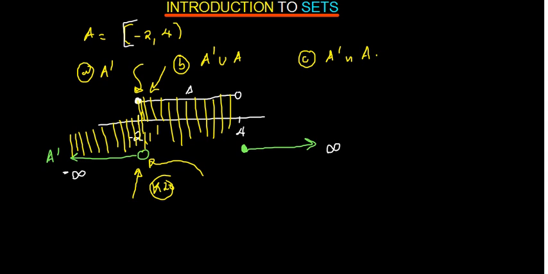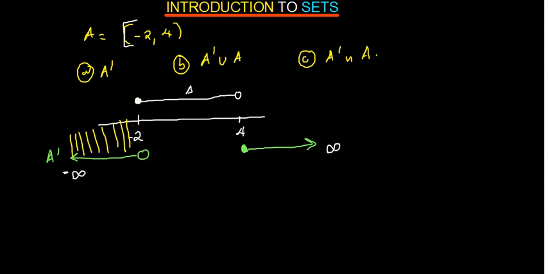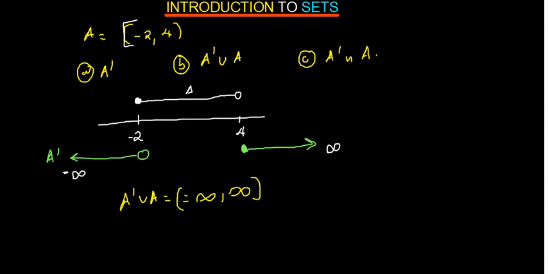So still they are going to connect here, okay? They'll connect. So what are you seeing? The arrow is going all the way this side and it's going all the way this side. Meaning that A complement union A is the set of all real numbers. Alright? So it's everything. So whenever you have a set union its complement, it will be from negative infinity to positive infinity. So all the elements between are going to be part of this set.